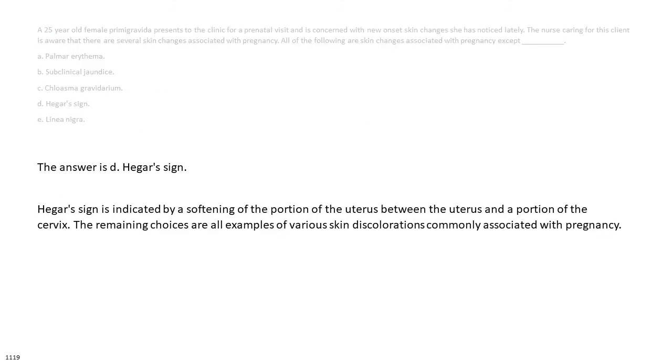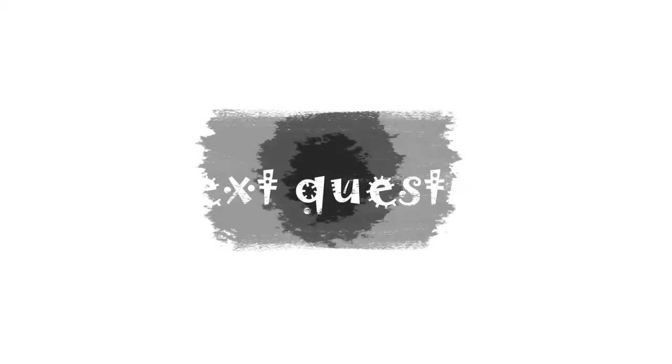The answer is D. Heger's sign. Heger's sign is indicated by a softening of the portion of the uterus between the uterus and a portion of the cervix. The remaining choices are all examples of various skin discolorations commonly associated with pregnancy.